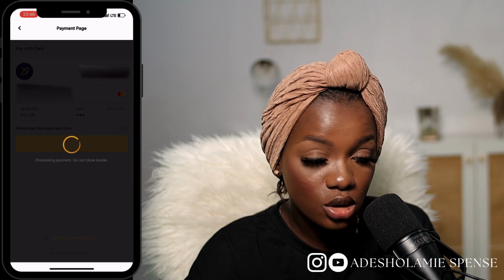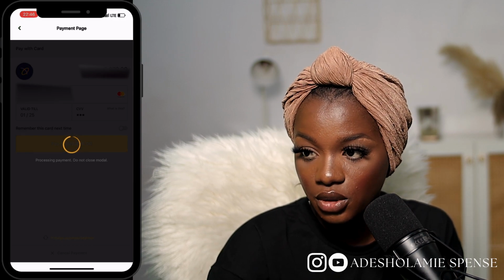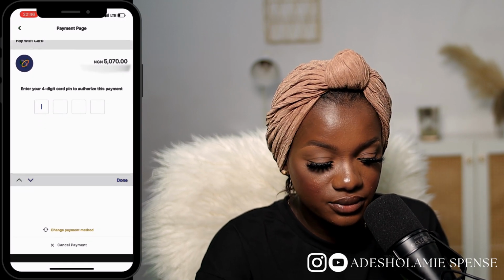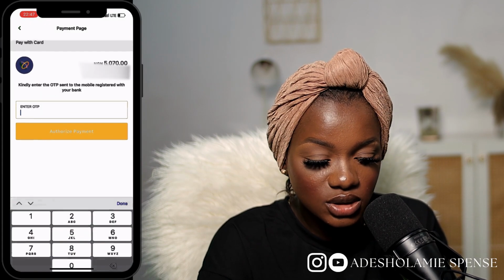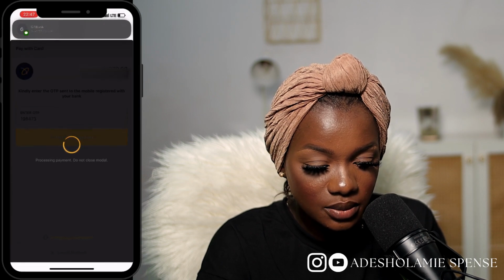Processing payment, do not close modal. All right, hopefully this goes through once and for all. All right, it says enter your 4-digit pin. All right, it says OTP. I should get that. Authorize payments.